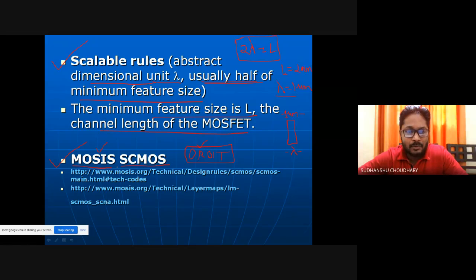One has to select those rules for extracting the parameters from the layout. I'll tell you how to select that. But let us digest for the moment that MOSIS and Orbit are the two foundries which have provided you scalable design rules in terms of lambda.